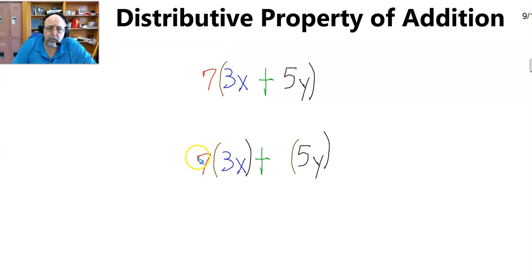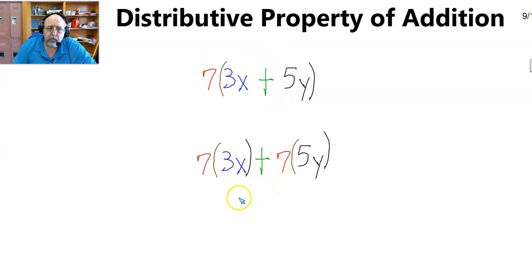So we'll put it here to the 3x, and sometimes you do this, but you forget to bring it to the other one. This is the part where you distribute. See, we split this apart so that you could do that. So now what I end up with is I have 7 times 3x, plus 7 times 5y.